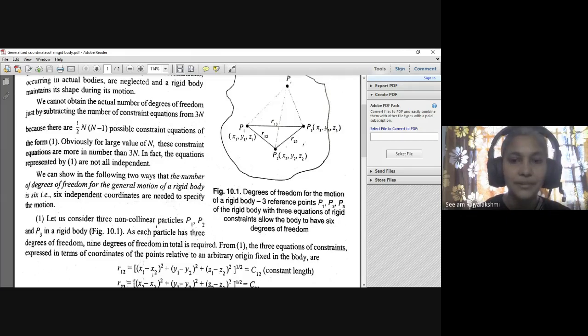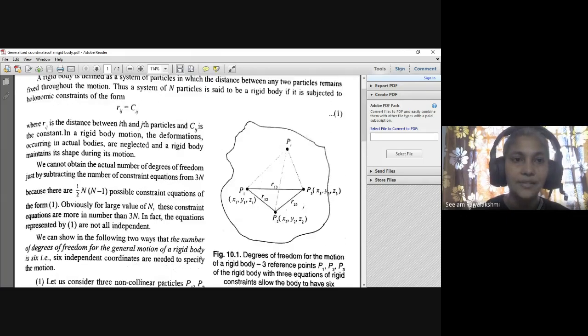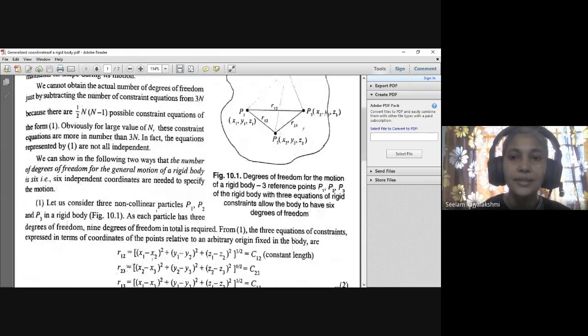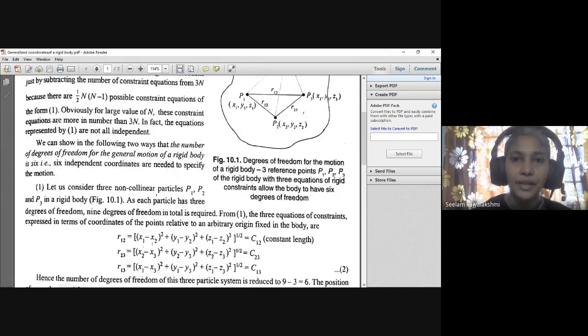But from equation number 1, Rij = Cij, where Rij is the distance between the ith and jth particles and Cij is a constant. So from equation 1, the three equations of constraints, expressed in terms of the coordinates of the points relative to an arbitrary origin fixed in the body, are R12, R23 and R13.